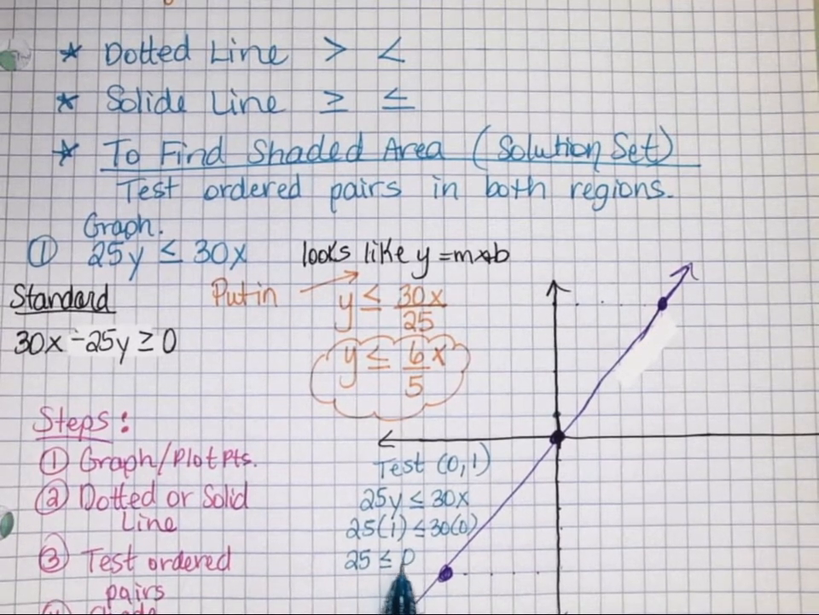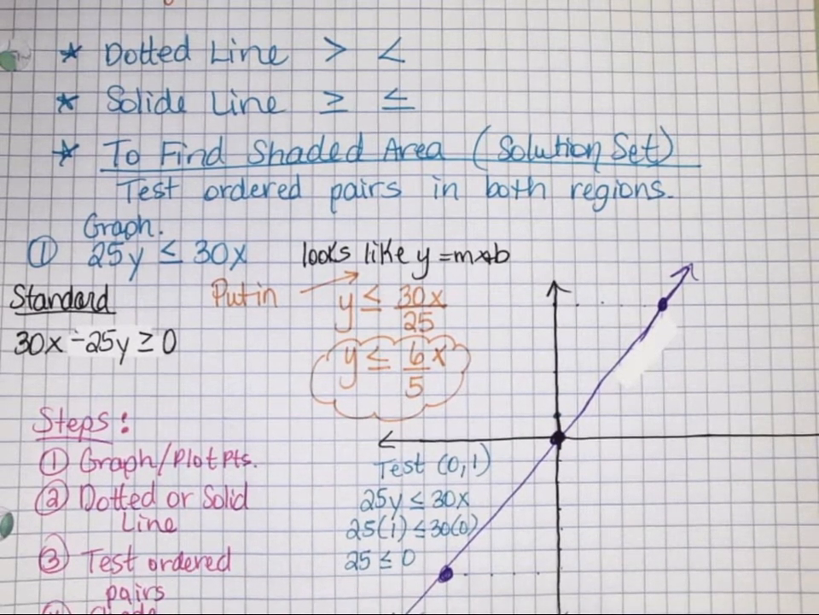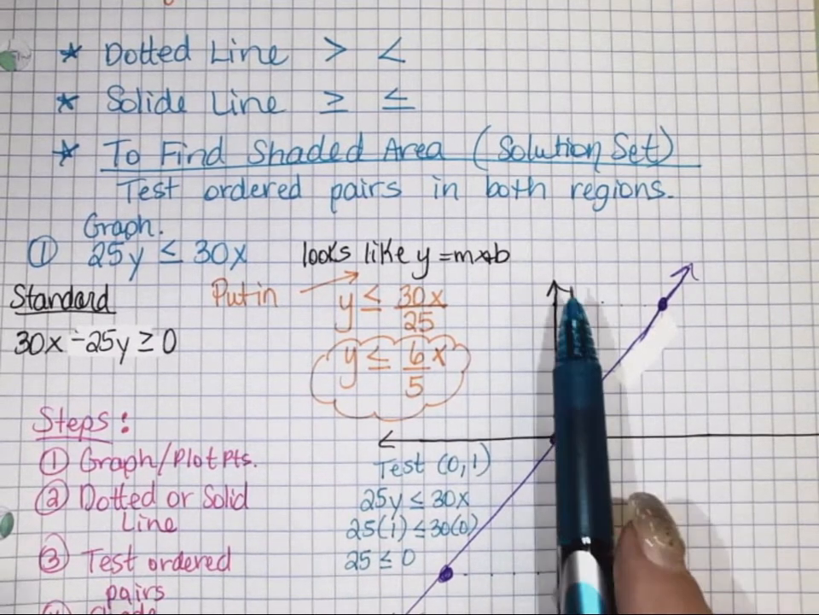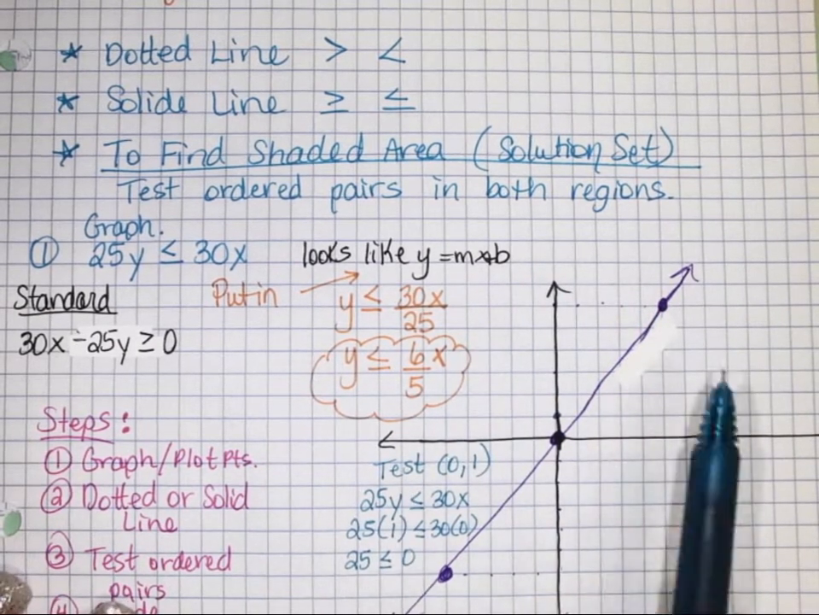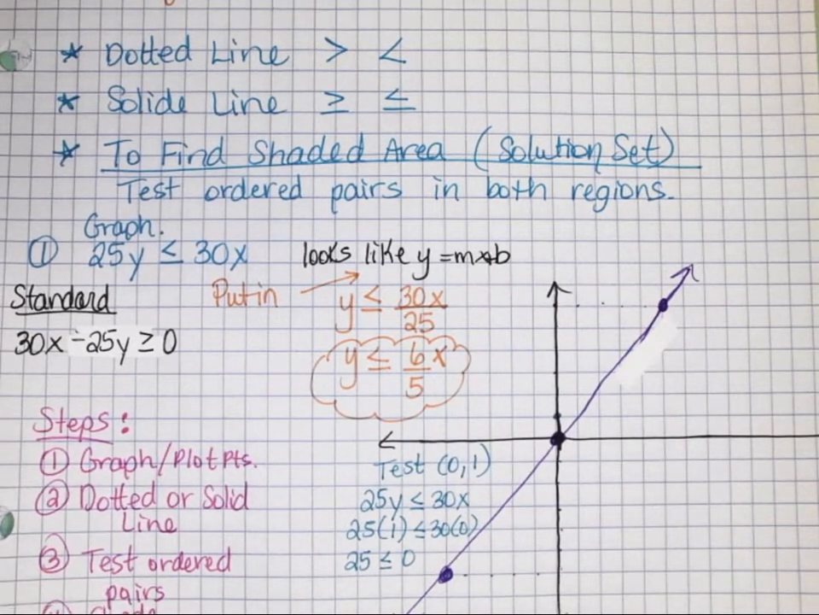And this only has to satisfy one of those conditions. Remember that. 25 is definitely not less than 0. 25 is definitely not equal to 0. So it didn't work either. It didn't satisfy either one. So we know we are not shading above. And our region is not there.